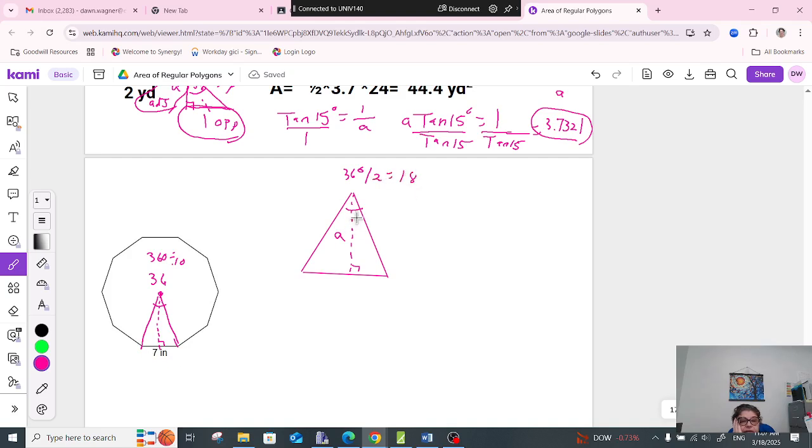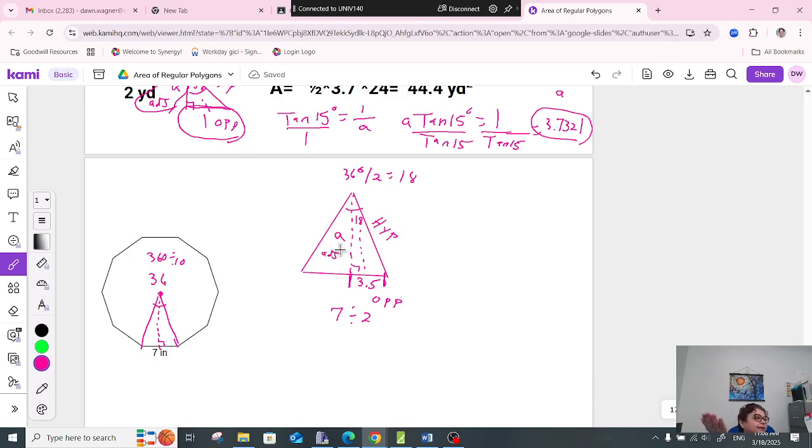So this here is 18. This whole length is 7, right? So what's from here to here? What's half of 7? So this side is 3.5. Now, if I'm trying to find the apothem, and this is 18, 3.5 would be opposite. This would be the hypotenuse. And the apothem is actually the adjacent side.